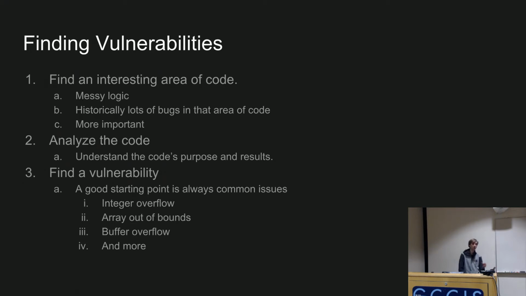Step number one would be finding some piece of code to analyze, some piece of code to attack. There are various heuristics you can use to decide what piece of code to attack. I'll go a little bit more into this later, I think. But to start, some things you could do is look for code that has messy logic, or that has had a lot of bugs in it before, or is really important to the security of some software. And after you've decided on what you want to attack, you have to actually analyze it and fully understand it. Basically reverse engineer the piece of code you're looking at.